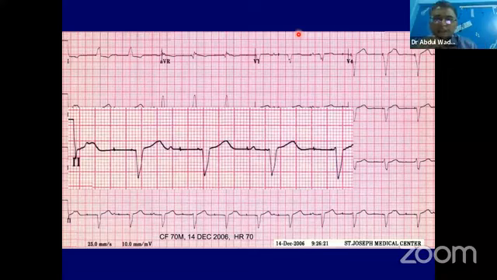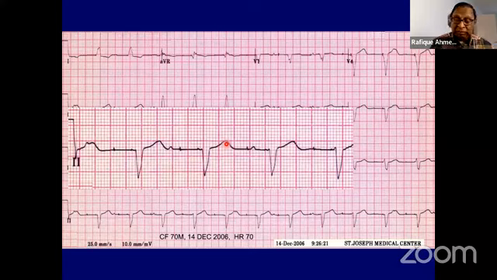Lead to extended life. Yes, exactly. But at that point, I'm going to program it VVI instead of DDD, because then it is going to waste battery for nothing.